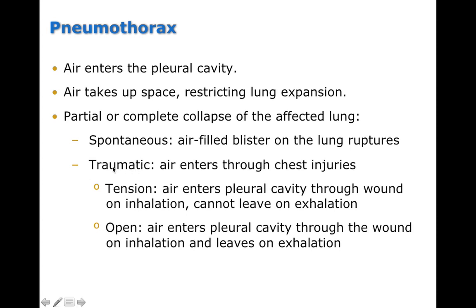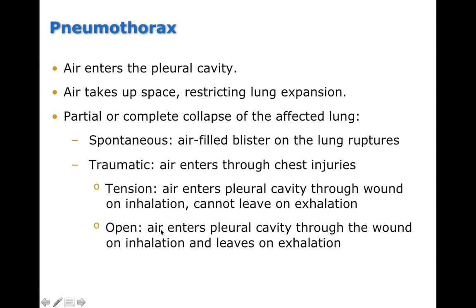Now with traumatic pneumothorax, it either could be tension or open, but in either condition, the wound is on the external surface of the thoracic cage, so air is leaking in from the outside. Now with tension pneumothorax, air enters the pleural cavity through the wound on inhalation, but can't leave on exhalation. So imagine with every breath, tension pneumothoraxes start to accumulate more and more air within the thoracic cavity, and that air can't leave when you exhale.